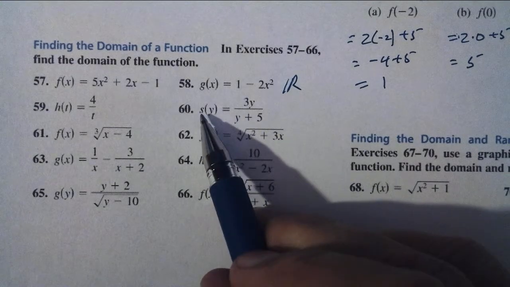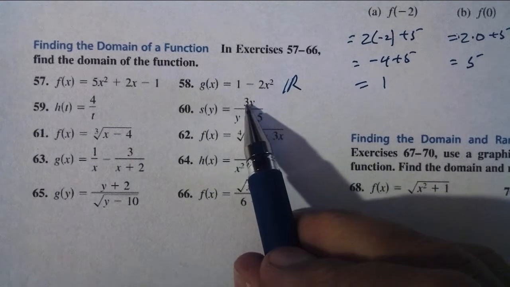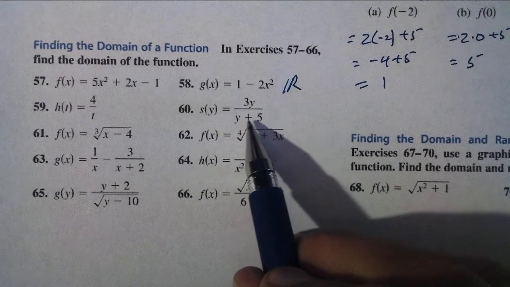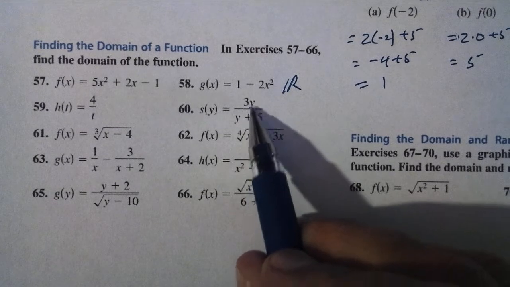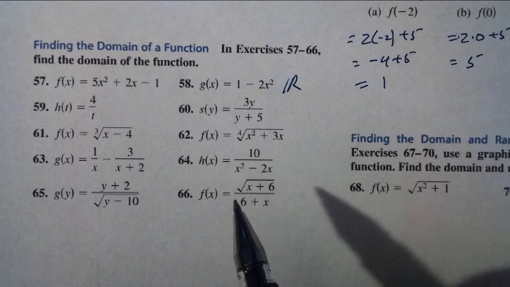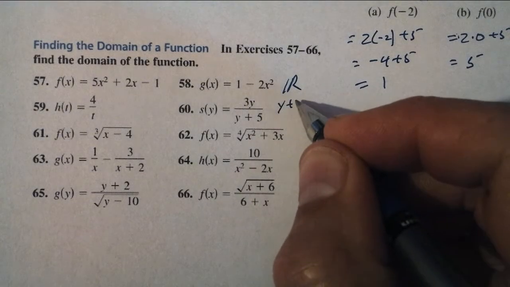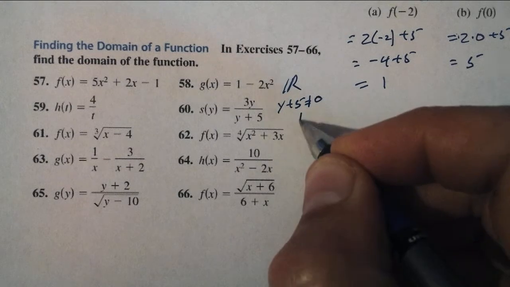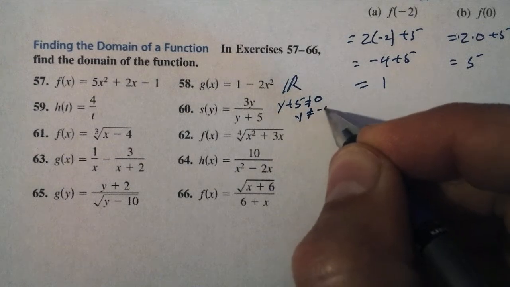Then 60. Can I multiply any number I want by 3? Yes. Positive, 0, negatives. Can I add 5 to any number I want? Yes. Can I divide by any number I want? No, I may not divide by 0, so y plus 5 may not be 0. Y cannot be negative 5.